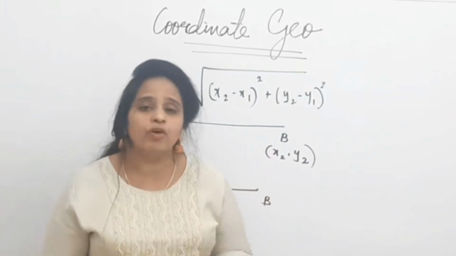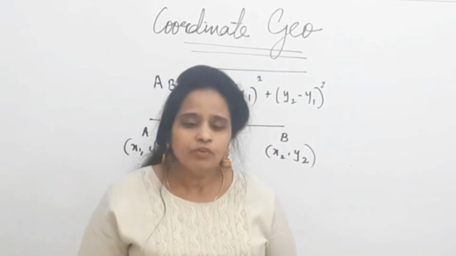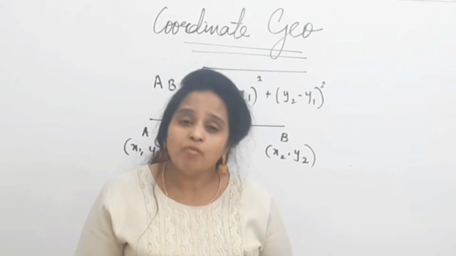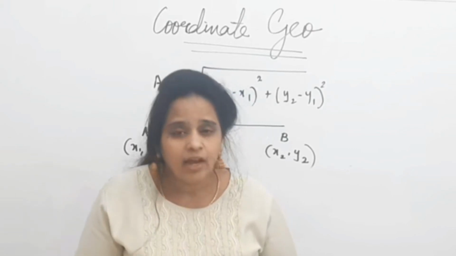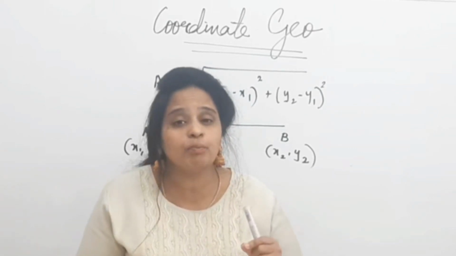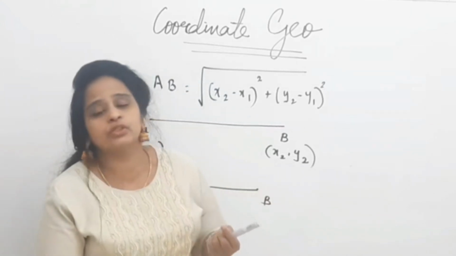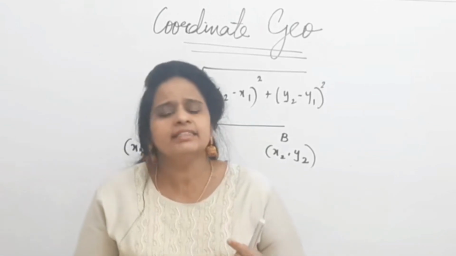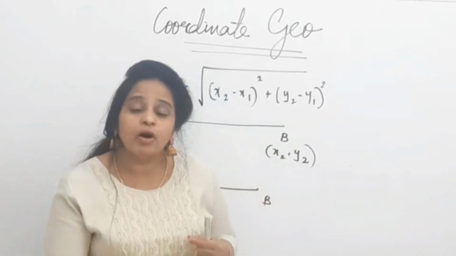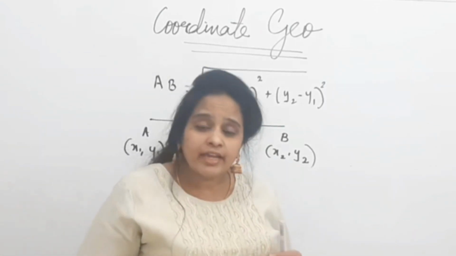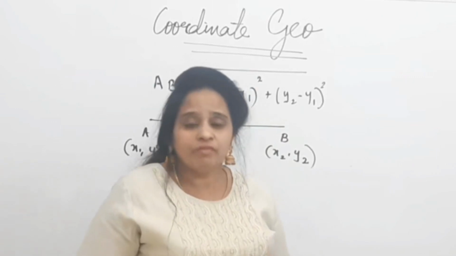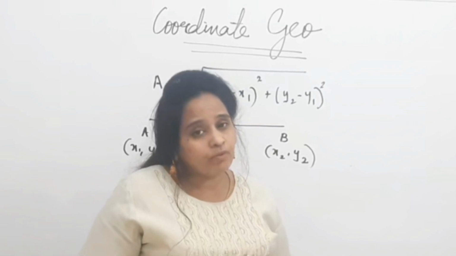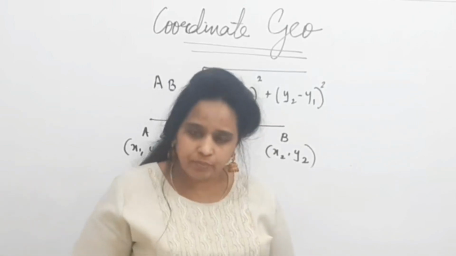Now, the second formula is the ratio formula. If the line segment is divided in the ratio m1 is to m2, then the coordinates of the point which divides the 2 points joined by the line segment is defined by P of x comma y equal to (m1 x2 plus m2 x1) divided by (m1 plus m2), and (m1 y2 plus m2 y1) divided by (m1 plus m2).